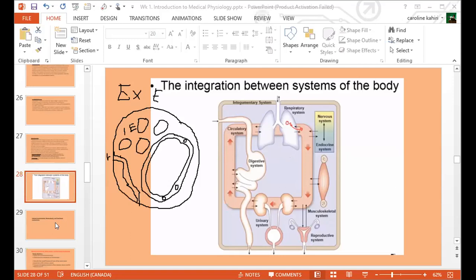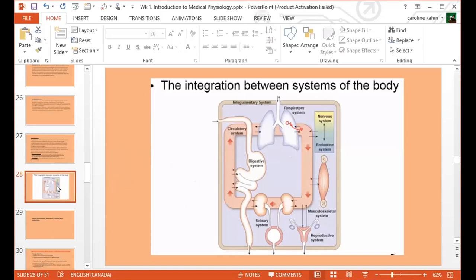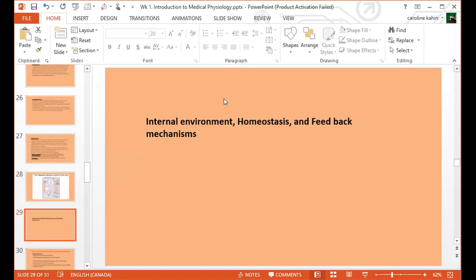So what is that relative? When you talk of relative stability, we are talking of homeostasis, and I think that is the next topic that we are talking about. Internal environment, which I have described to you, homeostasis, and feedback mechanisms.